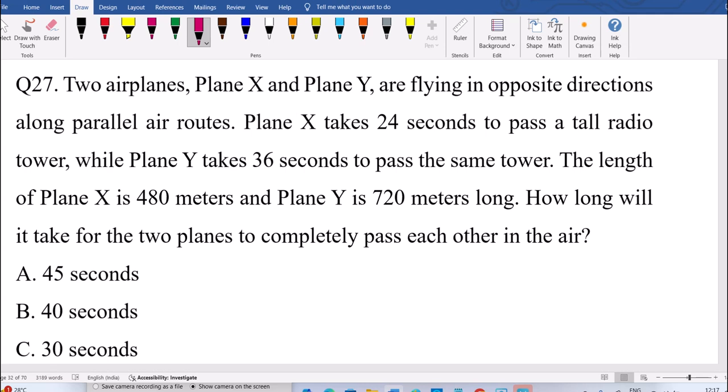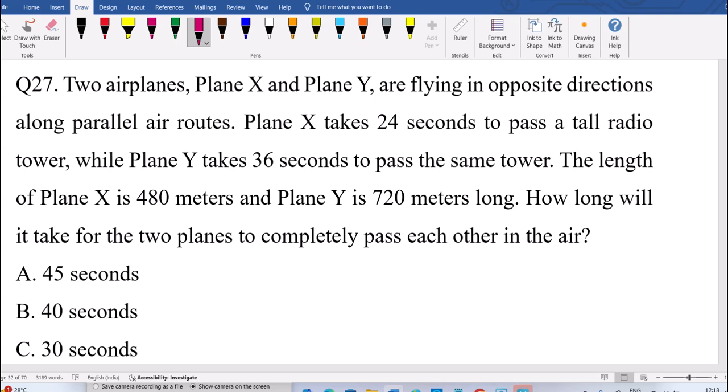Two airplanes, plane X and plane Y, are flying in opposite directions along parallel air routes. Plane X takes 24 seconds to pass a tall radio tower, while plane Y takes 36 seconds to pass the same tower. The length of plane X is 480 and plane Y is 720. How long will it take for the two planes to completely pass each other in the air?